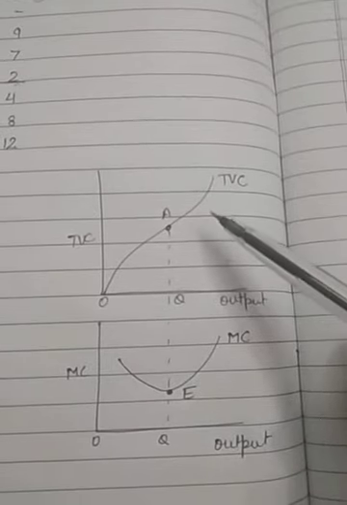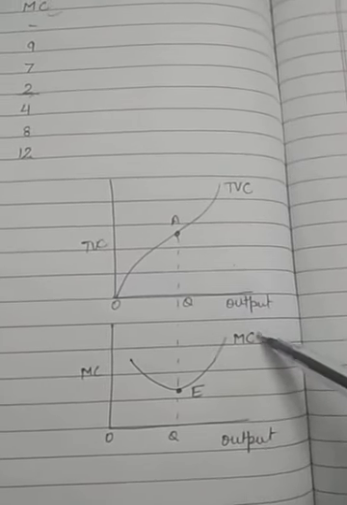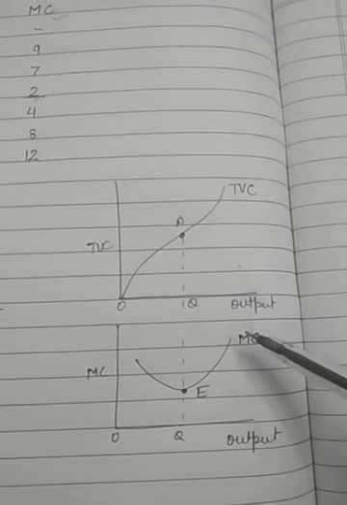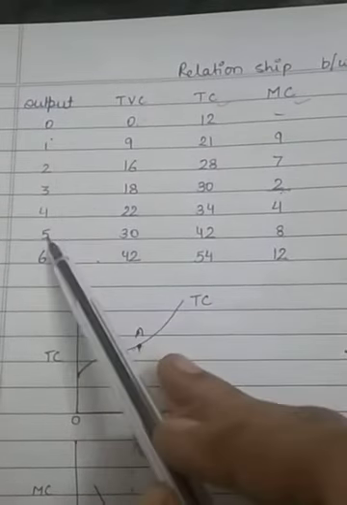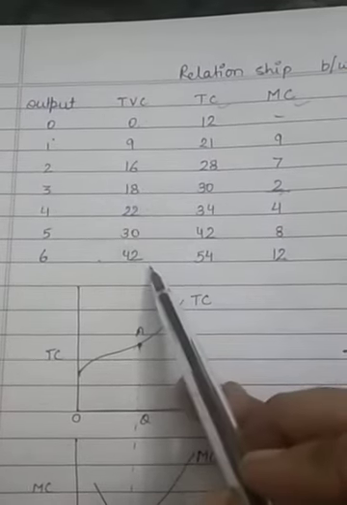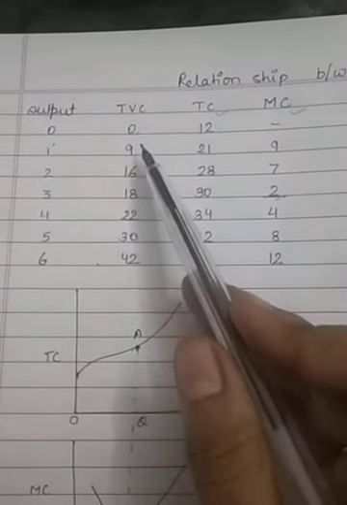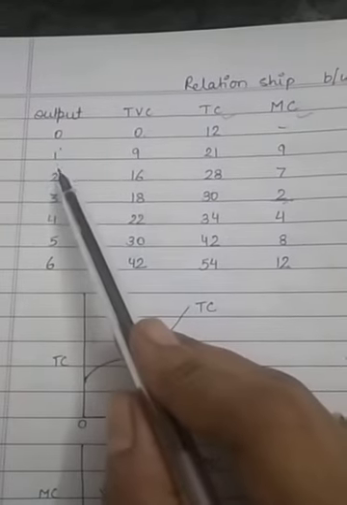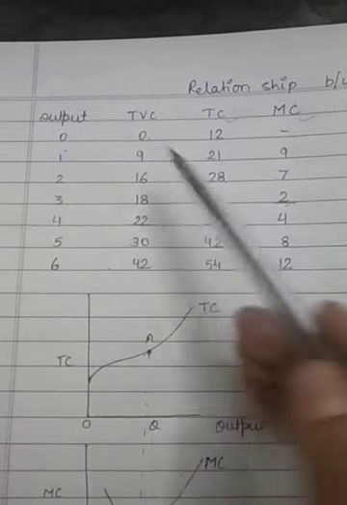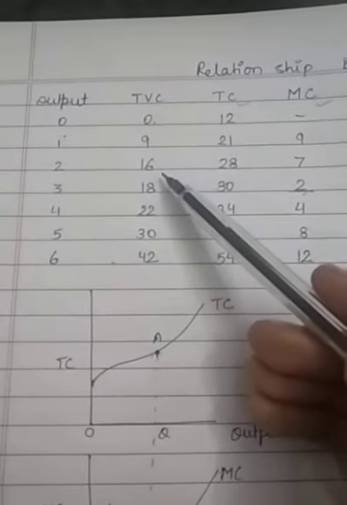Now the next relationship we are going to discuss is between TVC and MC. The same schedule we are going to use over here. Here also you can see when the output is 0, TVC is 0, and as output increases, the total variable cost also increases. If output decreases, total variable cost also decreases. So total variable cost is totally dependent on the output level. If output increases, TVC increases. If output decreases, TVC also decreases.